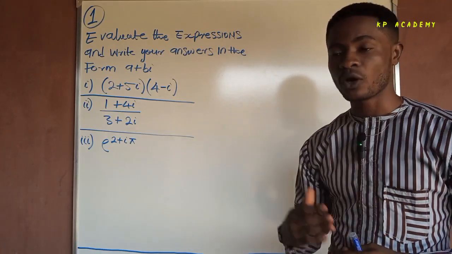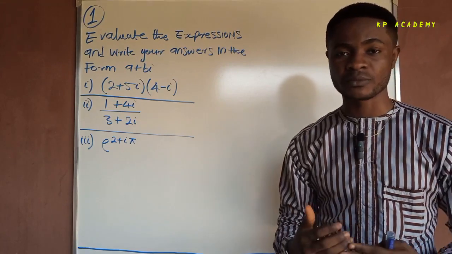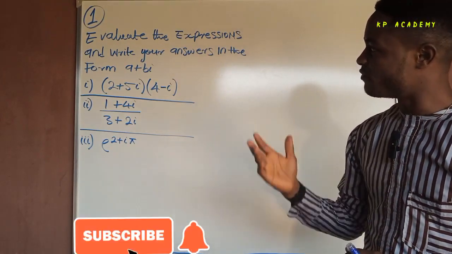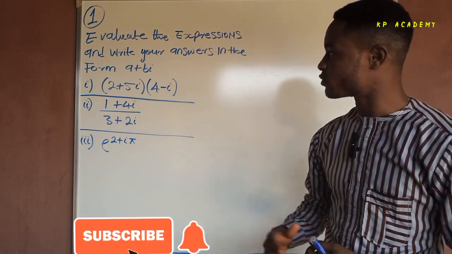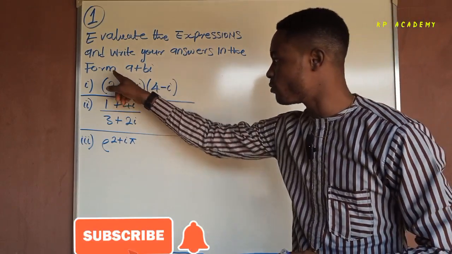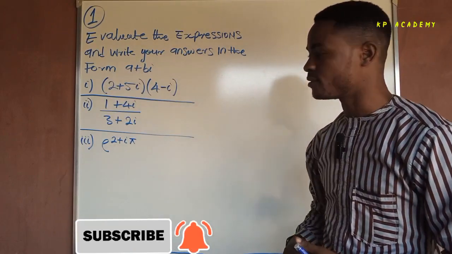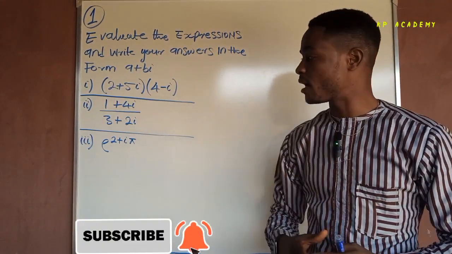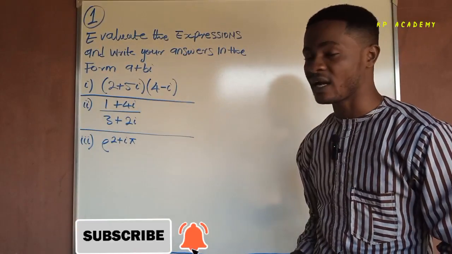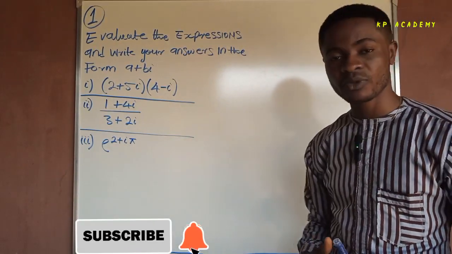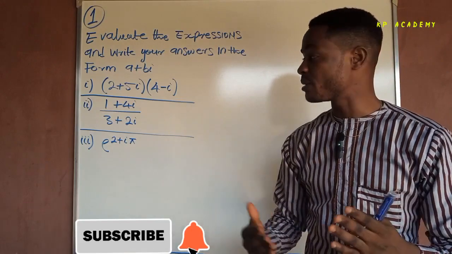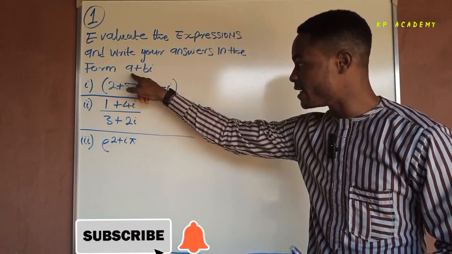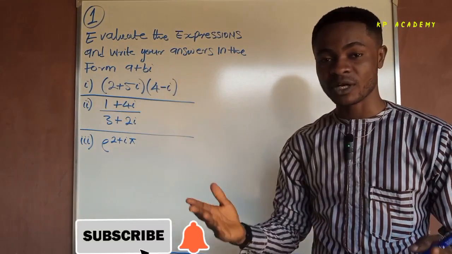In this video, we're going to be looking at a series of practice problems under complex number. And this question I have on the board here says, evaluate the expressions and write your answers in the form of A plus Bi. First, I want you to understand that this is nothing but a complex number. And a complex number is nothing but a mathematical expression in the form of A plus Bi, where A is the real part and Bi is the imaginary part.